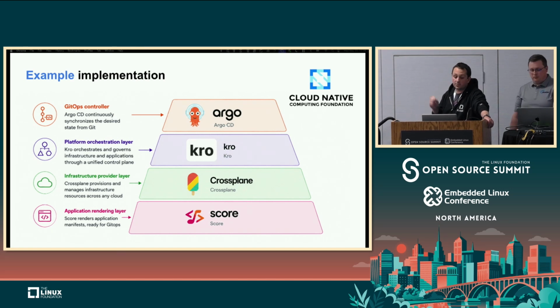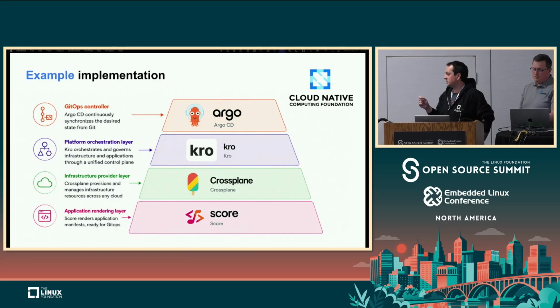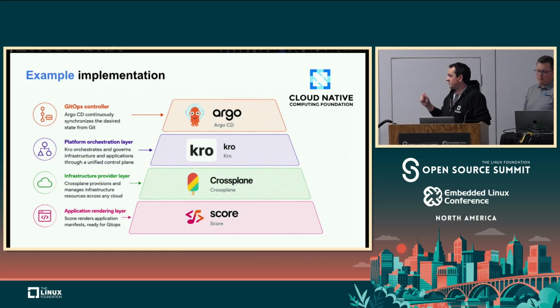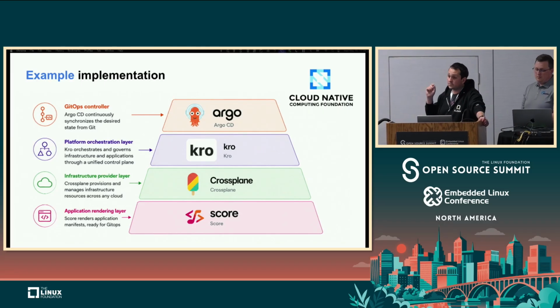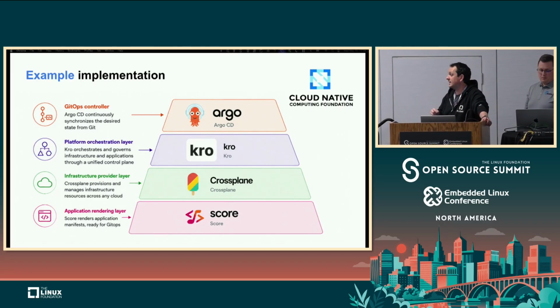And then we have Score. Score is a little bit different. It's a CNCF sandbox project, so it doesn't have the same maturity level as the other projects, but it also is part of the CNCF, and it has been donated to the CNCF. That's going to serve as our application rendering layer to translate our simple application intents into full-on Kubernetes manifests.